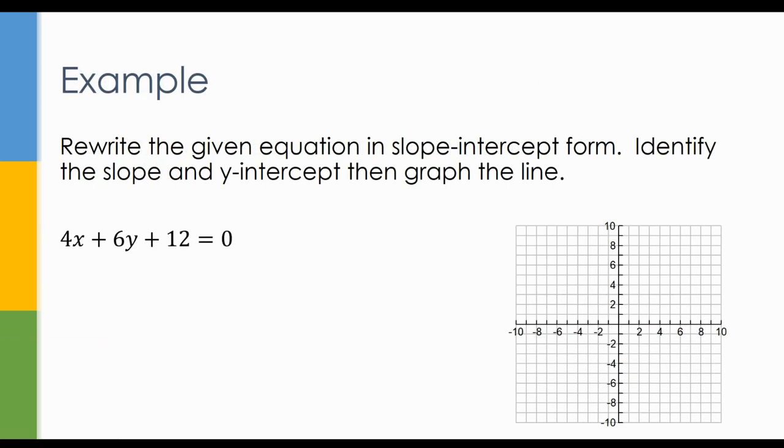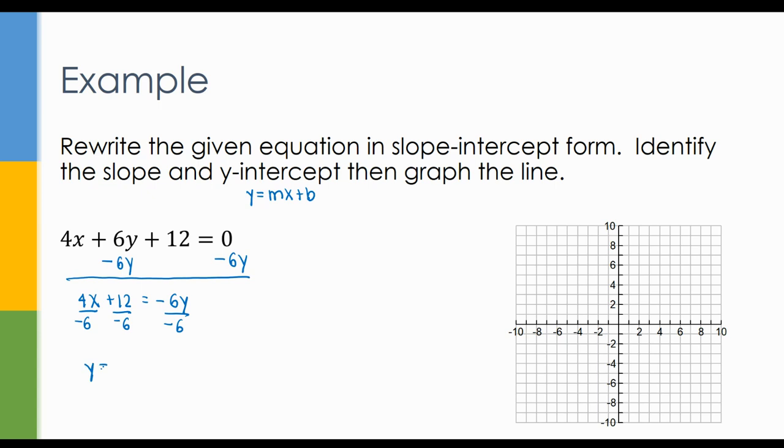So this problem here says rewrite the equation in slope-intercept form, identify slope and y-intercept, and then graph the line. So right now it's in general form because everything's to one side. To get it into slope-intercept form, which is y equals mx plus b, we want the y by itself. I think the fastest way to get y by itself when something's in general form, move the y. So I'm going to subtract the 6y over. That will give us 4x plus 12 to equal -6, or -6y. And then I'll divide every single term by -6.